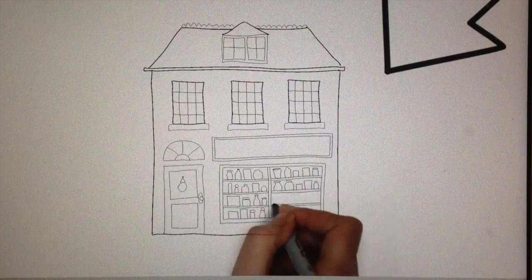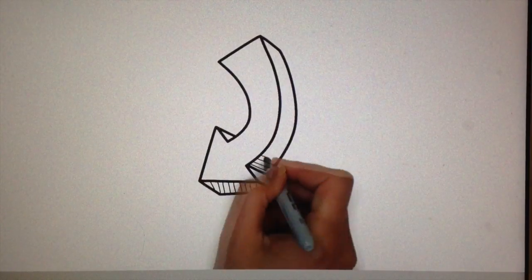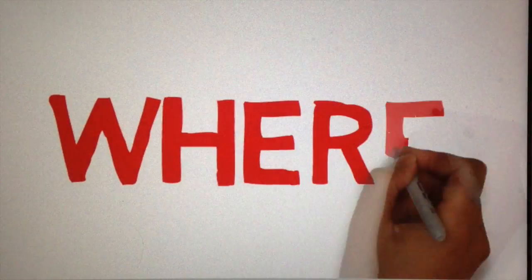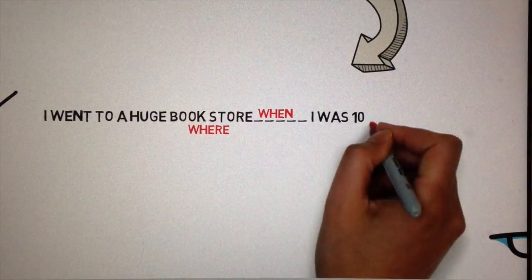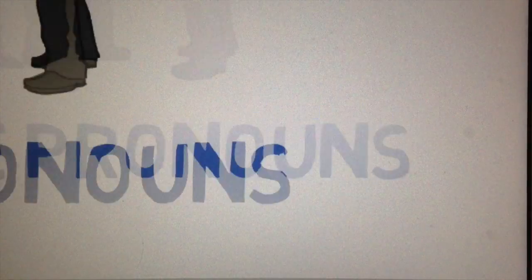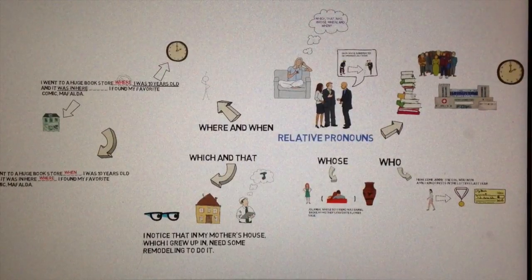So, the correct sentence is: I went to a huge bookstore when I was 10 years old, and it was in here where I found my favorite comic, Mafalda. So, that's the way that we could use relative pronouns.